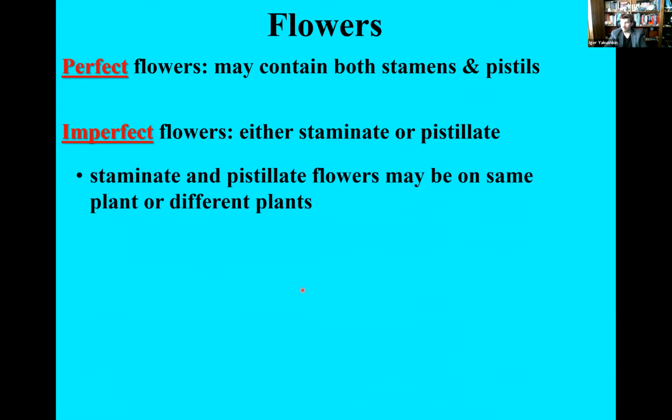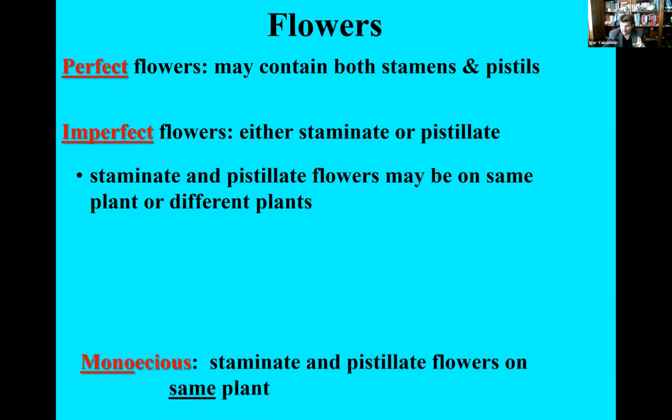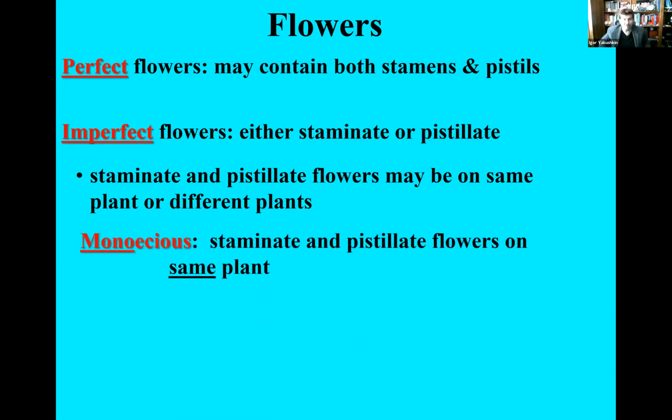So staminate and pistillate flowers may be on the same plant or on different plants, and this is where we start repeating stuff from the Gymnosperms. We're talking about monoecious and dioecious. Remember that? Monoecious, staminate and pistillate will be located on the same plant. For example, corn is monoecious, meaning the flowers will be located on different parts of the plant, but on the same plant.